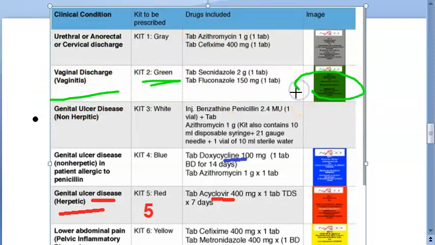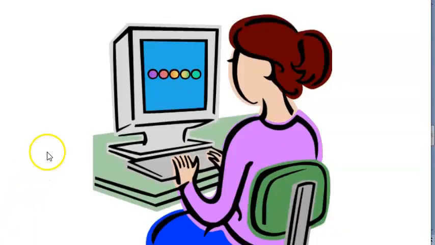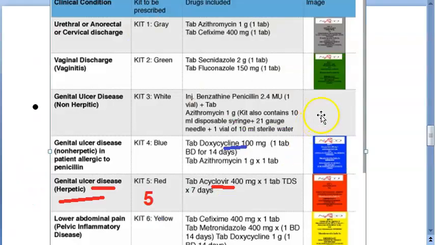What and all you have here? Secnidazole and fluconazole. Can you remember this at all? Then the next three are genital ulcers that you can easily say. The colors are what? White, blue and red. All these are genital ulcers.